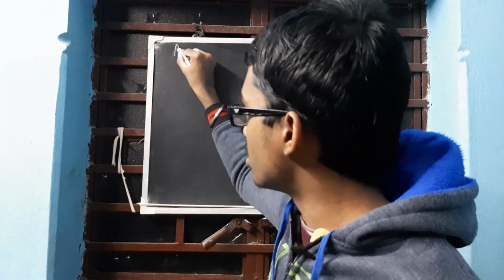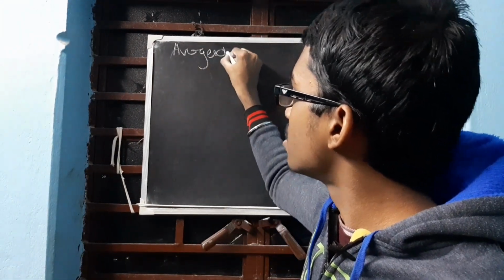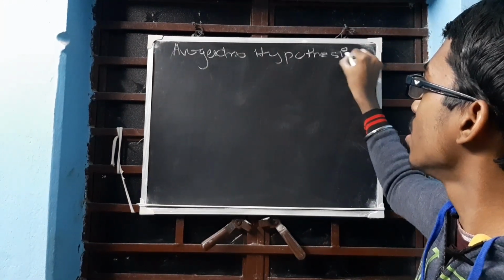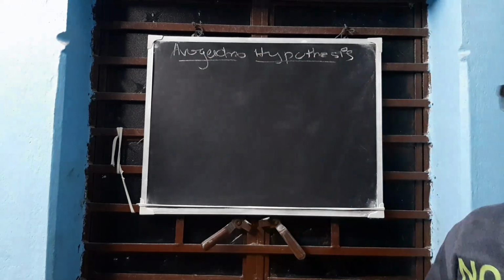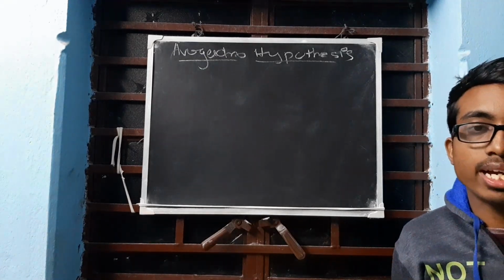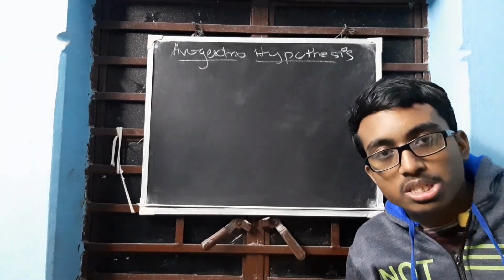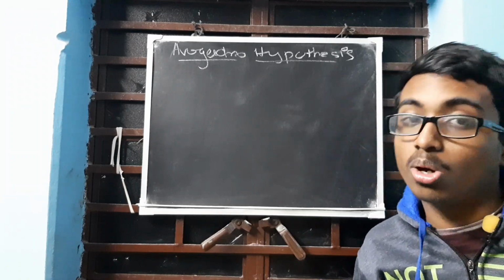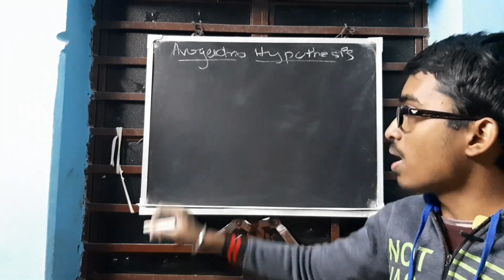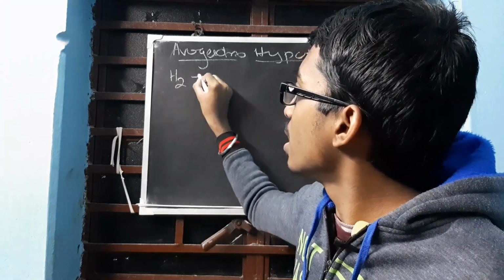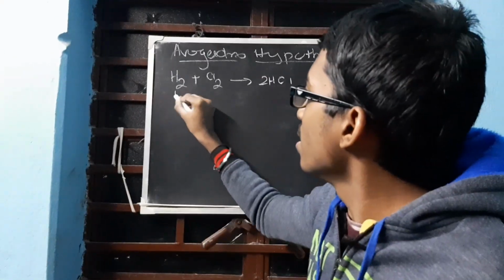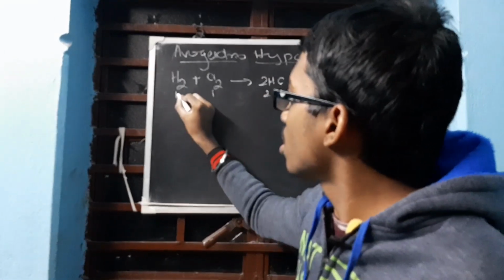Avogadro hypothesis. Another person who advised. I am not writing the statement again because it's the same statement. Under similar conditions of temperature and pressure, equal volume of all gases will have the equal number of molecules. Molecules, not atoms. This was stated by Avogadro. Okay. Now let's apply that to the reaction. H2 plus Cl2, 2HCl, 1, 1, 2. These are all volumes.